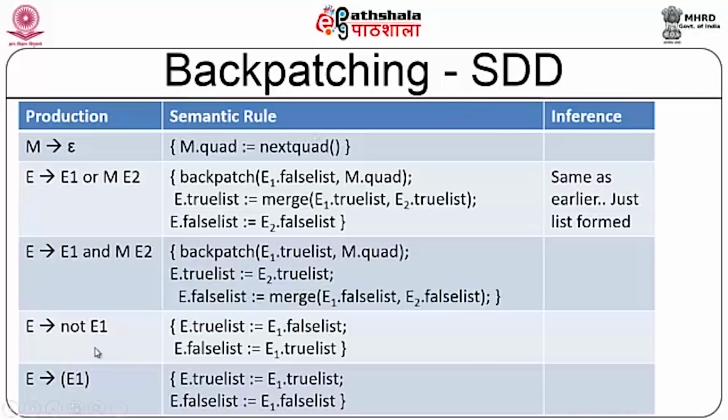The other two are exactly similar. E produces not E1 and E produces E1, where here the true list and false list are reversed. Here the true list and false list are the same. So rather than creating a simple label, you are creating a list of labels, and you will know the pointer corresponding to the head of the list.